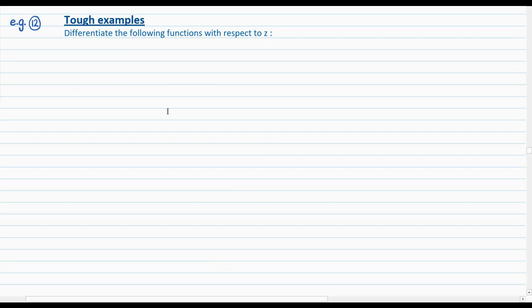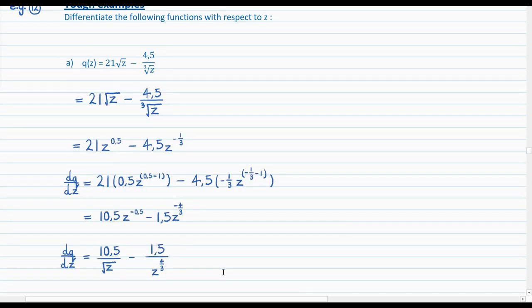So for the question, you need to differentiate the following functions with respect to z. For part A, it's q as a function of z equals 21 times root z minus 4.5 over cube root of z. Pause and try it out. Here's the full working, giving the final answer as dq over dz equals 10.5 over root z minus 1.5 over z to the power of 4 over 3.